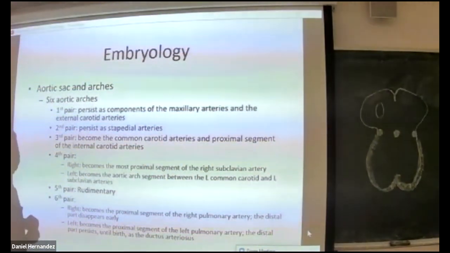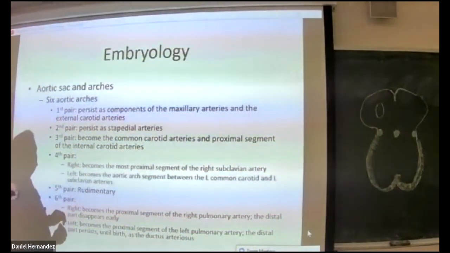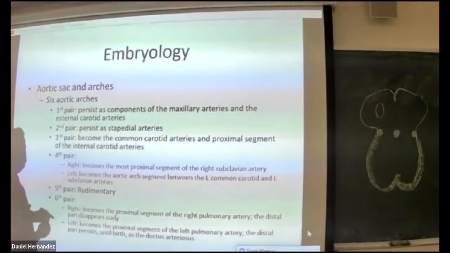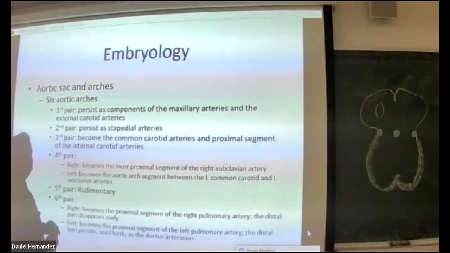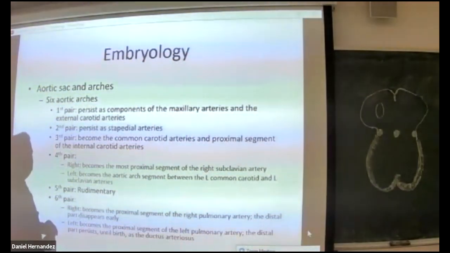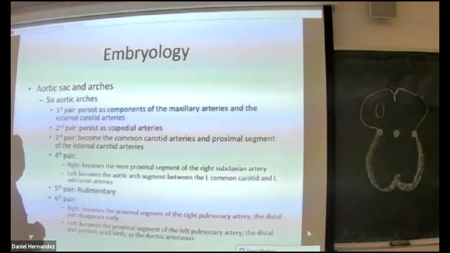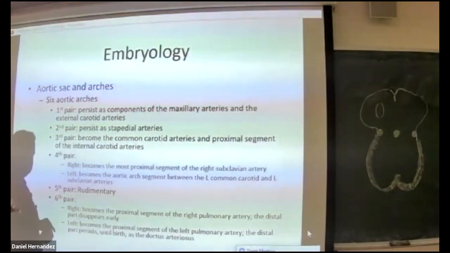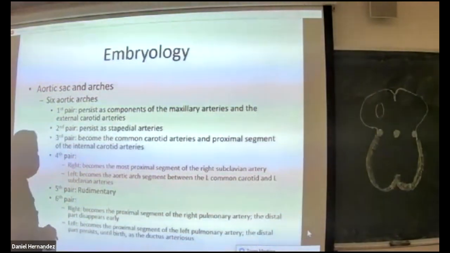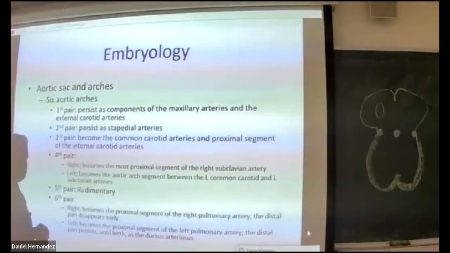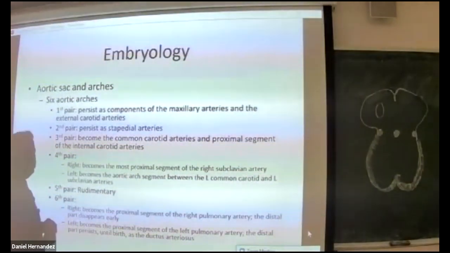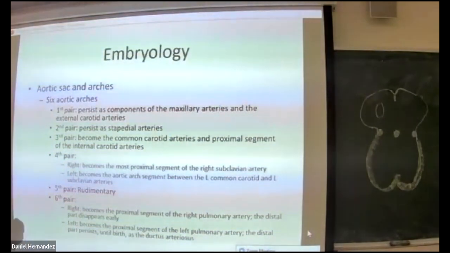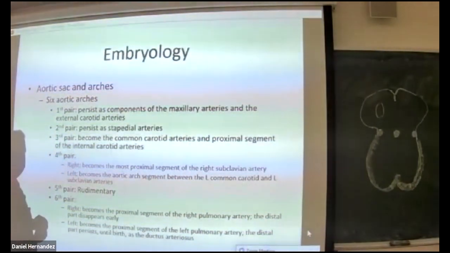So in terms of the registry exam, I would remember the third. You may get that, and it might also potentially be a vascular question. The third pair of aortic arches becomes the common carotid and the internal carotid arteries. For sure, the 6th pair develops into your pulmonary artery, and the 4th pair into the subclavian and a portion of the aortic arch. So 3rd, 4th, and 6th.